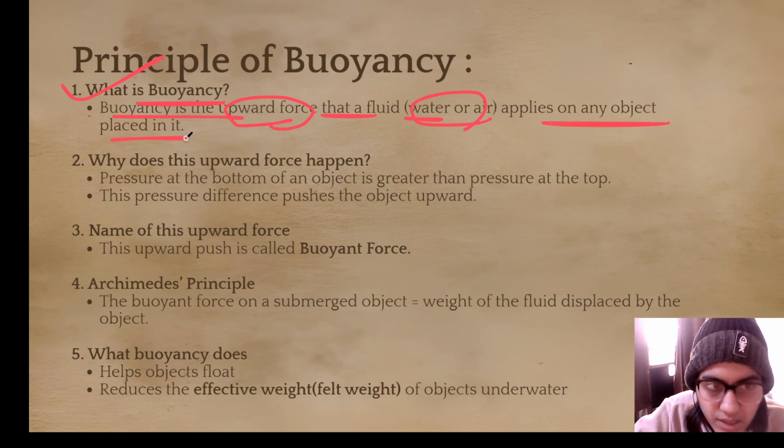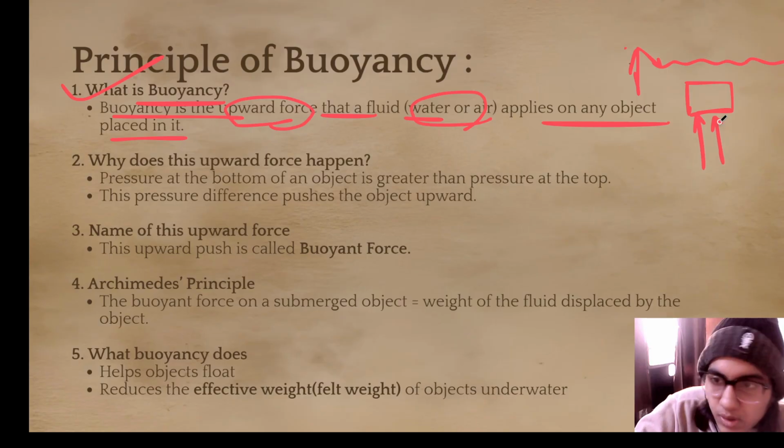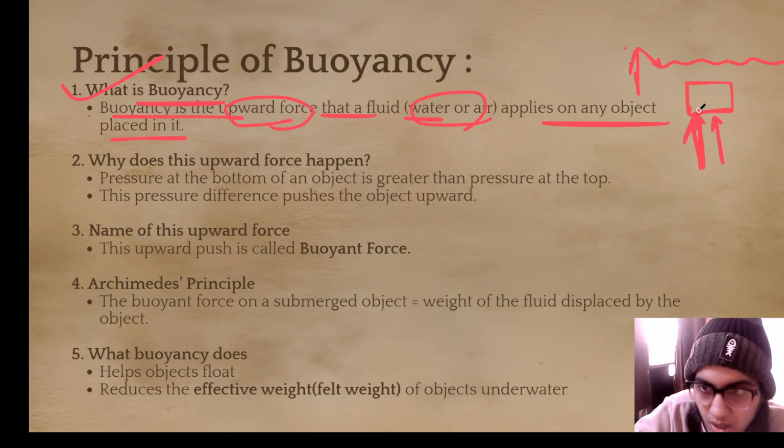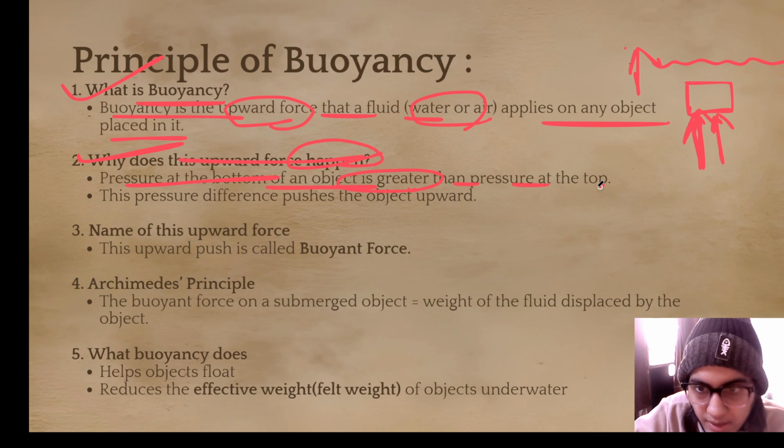object placed in it. So basically it is the upward force. Suppose you put this box inside the water, so the water exerts a force on this particular object in an upward direction. So this is the buoyant force. Why does this upward force happen? Pressure at the bottom of the object is greater than the pressure at the top. This pressure difference pushes the object upward.